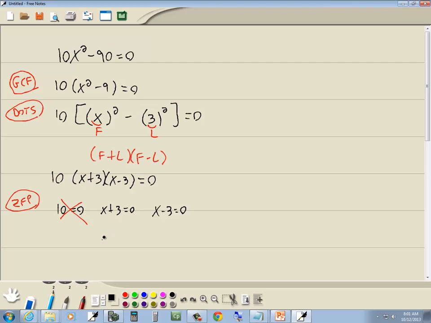This one will take the 3 to the right side, and it becomes a negative 3. And this one will take the negative 3 to the right side, and it becomes a positive 3. So our two answers are negative 3 and 3.